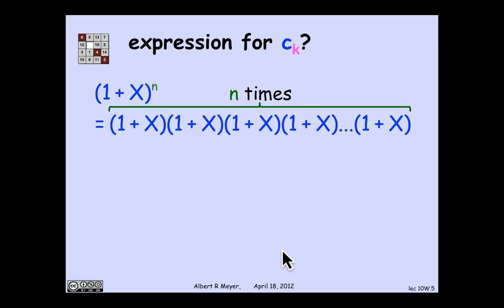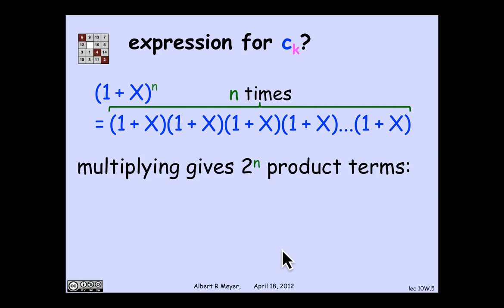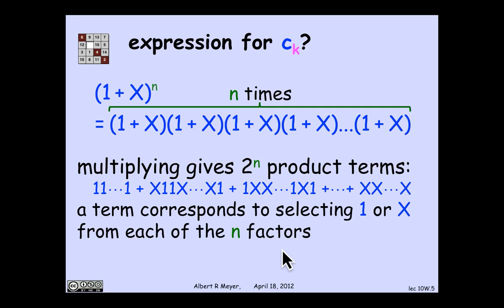One way to think about it is that if I wrote out 1 plus x to the n fully, it is of course a product of n occurrences of 1 plus x. Applying the distributive law, the product of sums equals sum of products rule, but this time with n factors, I wind up with 2 to the n terms that I'm adding up. Each of them is a product of a selection of n items, one from each of the factors. A term among these 2 to the n terms corresponds to selecting a 1 or an x from each of the n factors. If I selected a 1 from each of the n factors, I get the term 1 to the n. If I selected an x from each of the factors, I get this last term, x to the n.